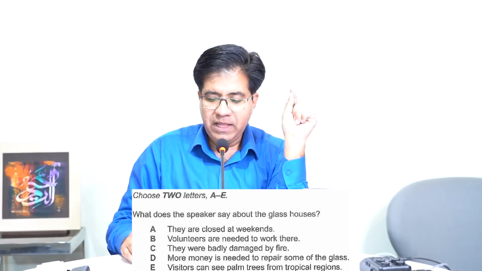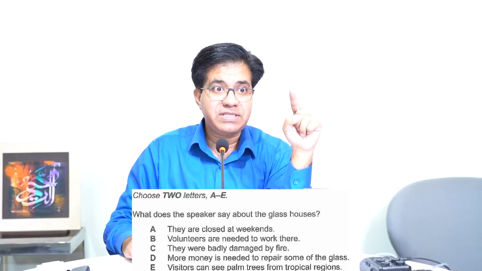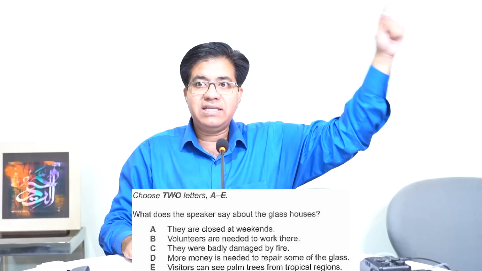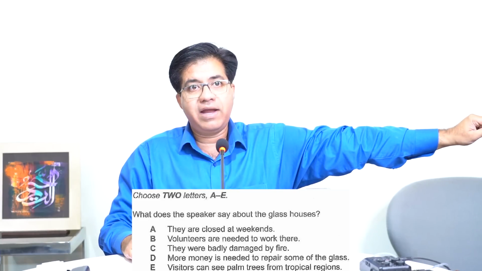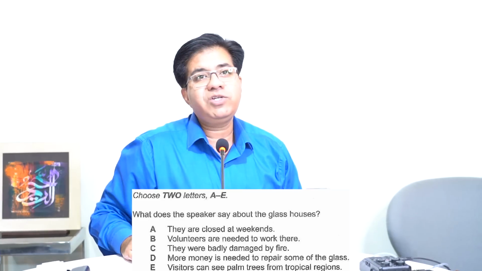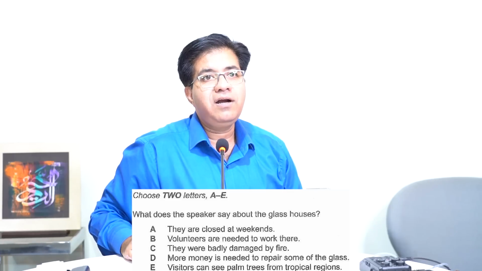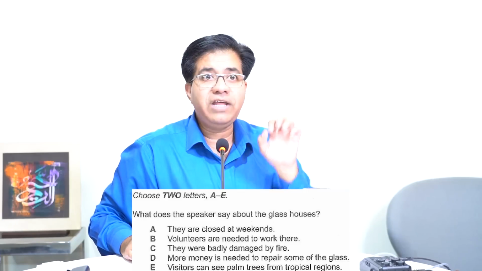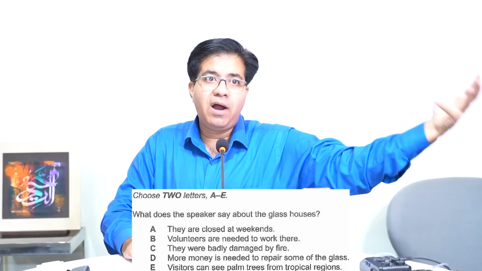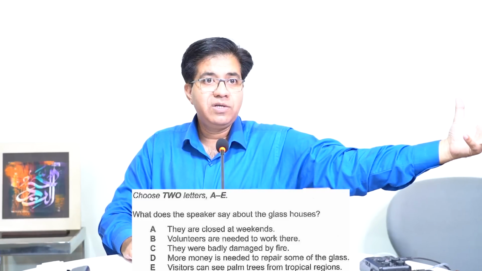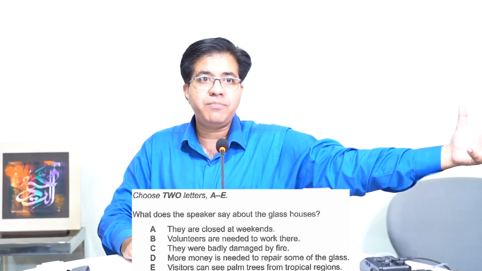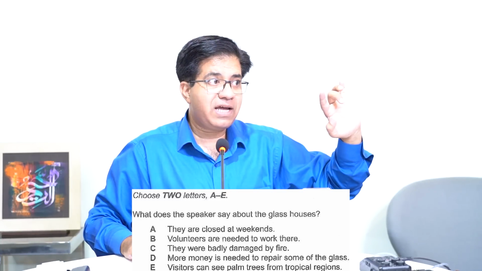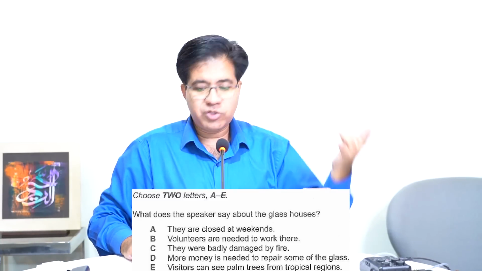Now listen carefully. Visitors can see palm trees. If they say we have some palm trees which the visitors can see, then this is the right answer. And if they say, last year we had some palm trees here, but they were all stolen, or we have plans to plant some palm trees here next year, it means palm trees are not available there. So if palm trees are there and visitors can see them, that's the right answer.